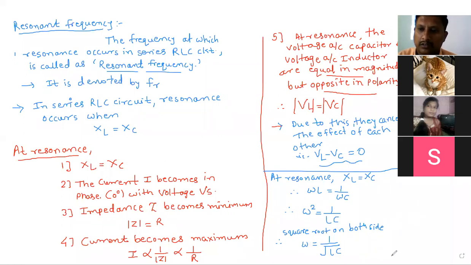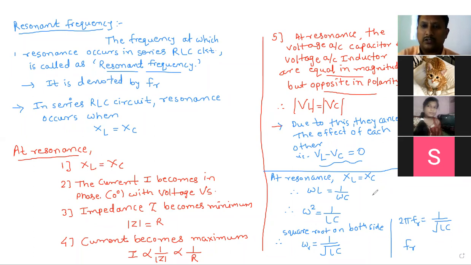So omega means what? 2 pi F. 2 pi F is equal to 1 upon under root LC. So F means what? Here it is resonance frequency. Instead of F, take FR here. Instead of omega, take omega R here. Omega R means angular resonance frequency. So the frequency at which resonance occurs, that frequency is FR.